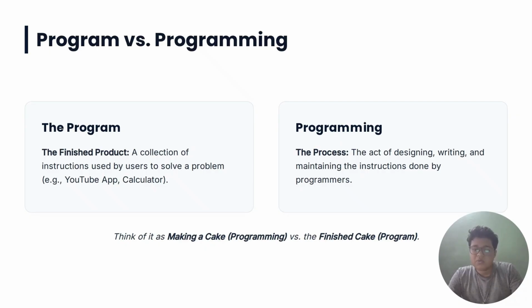But when we talk about programming, it is the process. It is the act of designing, writing, and maintaining the instructions done by the programmers. It is the process, and programming is the art which is being done. For a simple example, we can take making a cake. It is programming, and when the cake is finished, it is the program.